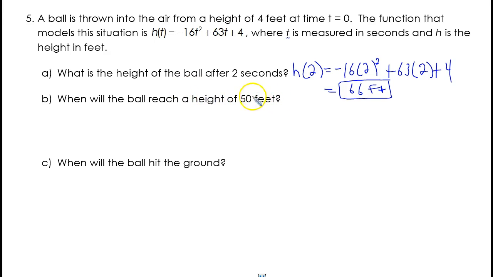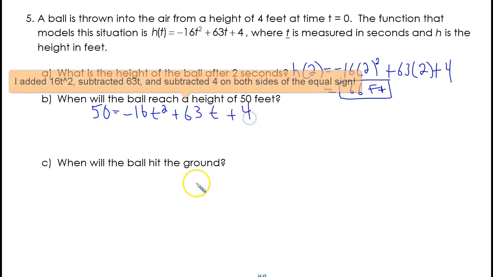Well, this is asking a different question. So we're using the same function, but this time instead of being given the time, we're given the height. So it says after 50 feet. That's h of t. What's going to be the time? Well, this one, we're not going to be able to just plug and chug. Instead, we're going to have to solve this quadratic.